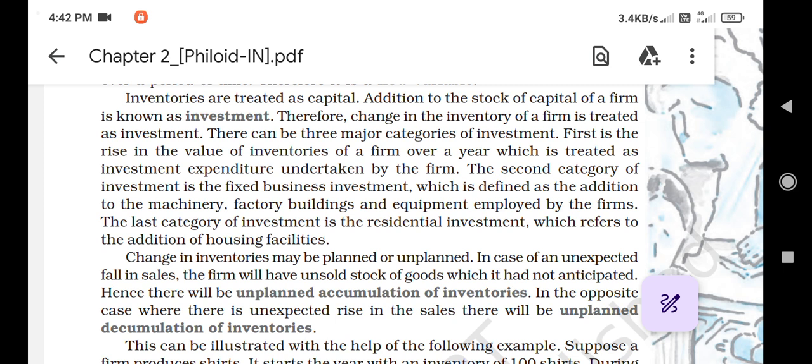There can be three major categories of investment. First is the rise in the value of inventories of a firm over a year, which is treated as investment expenditure undertaken by the firm. The second category of investment is the fixed business investment, which is defined as the addition to the machinery, factory buildings, and equipment employed by the firms. The last category of investment is the residential investment, which refers to the addition of housing facilities.